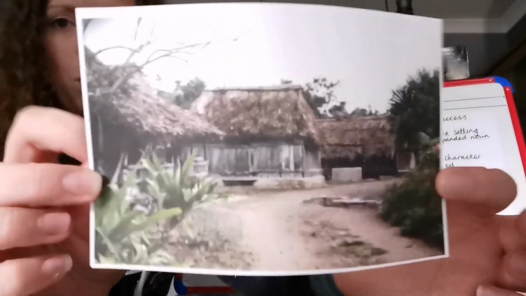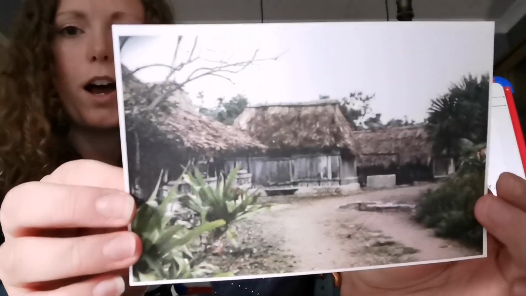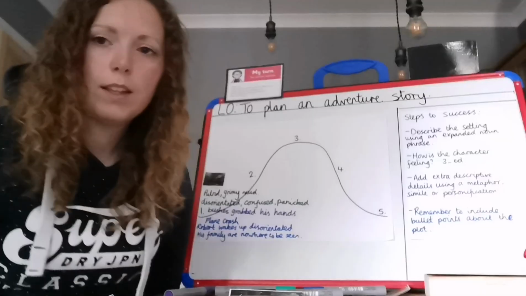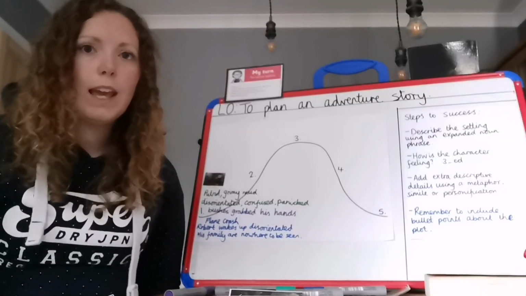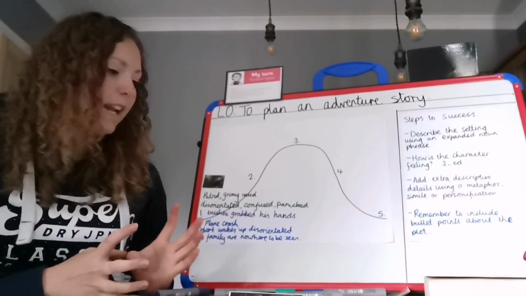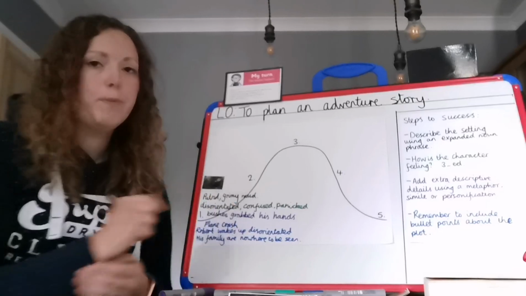Now this one is what I think he's going to discover in this part of my story, and it looks like a Mayan village to me. So in the second part of the story is where he's maybe got to an opening in the jungle and he sees a Mayan village. This is the build-up part, this is number 2.